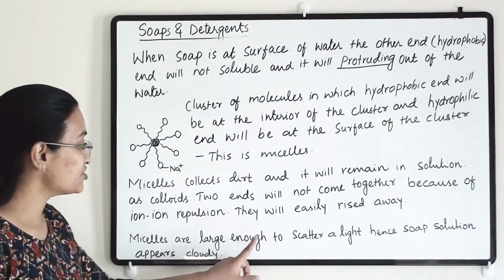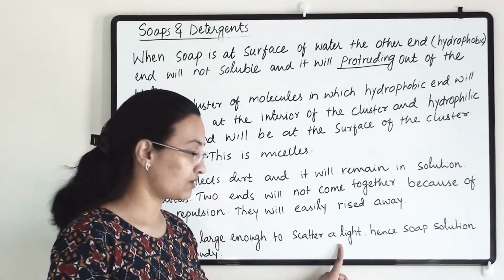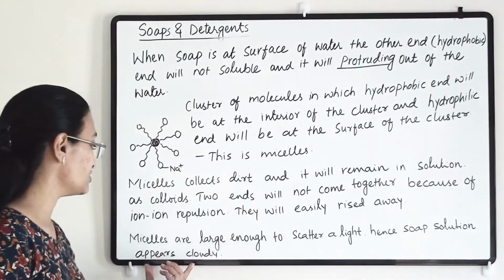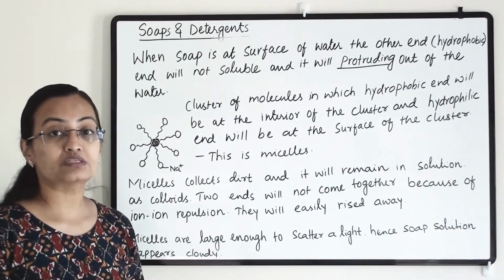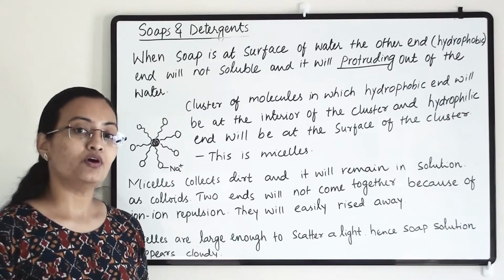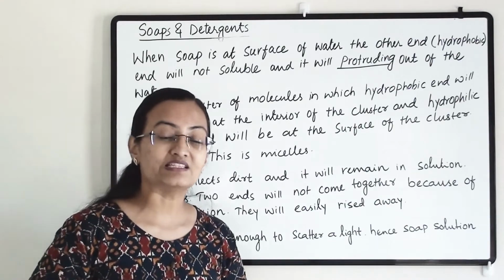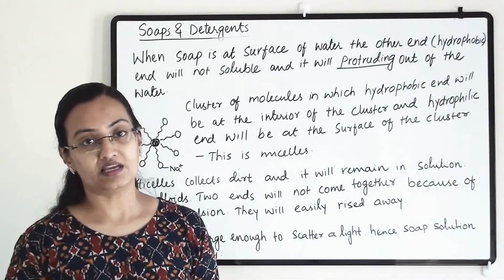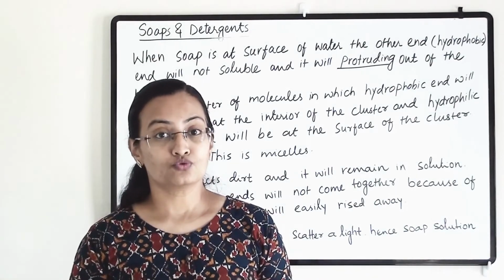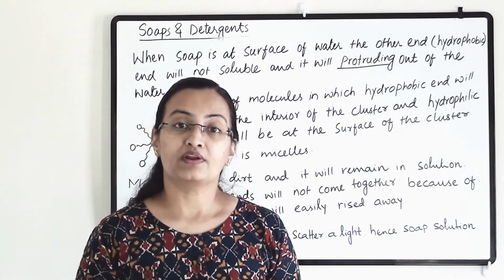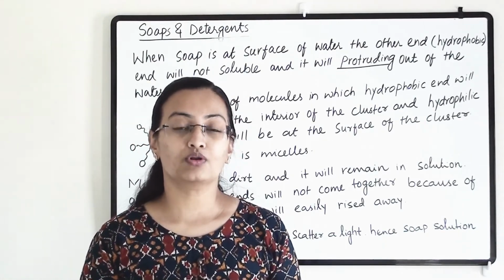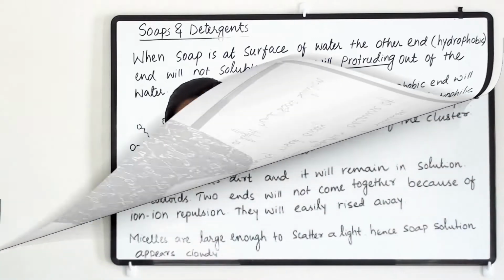Micelles are large enough to scatter light because they are colloids, and hence the soap solution appears cloudy because they are colloidal type of solutions. So this was the information about micelle, and this was the soap cleaning action. Now sometimes soaps are not giving us proper action. So let us see what the reasons behind that are.